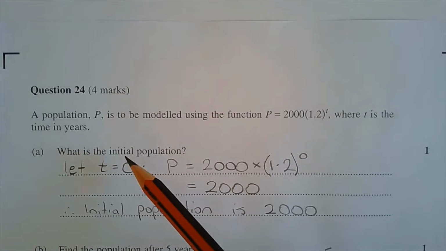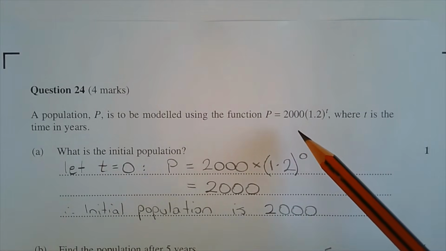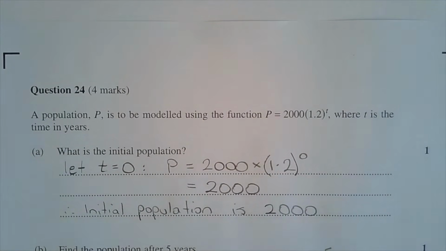The initial population can be found by substituting T equals 0 into the function P equals 2000 multiplied by 1.2 to the power of 0. So the initial population is equal to 2000 multiplied by 1.2 to the power of 0, and that equals 2000. So therefore, the initial population is 2000.